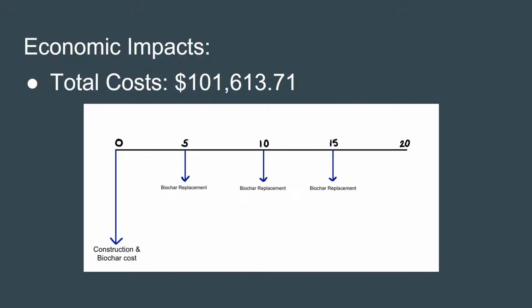As you can see from our economic impacts, we have a large initial cost with the construction and initial biochar additive, and every 5 years we have a replacement for that biochar. In order to calculate this number, we came up with a P given F formula to add the biochar replacements every 5 years, just added to our initial cost since that's already in present value. This came to a total of $101,613.71. However, the rice hull biochar is less than 1% of the cost of the project, most of this cost coming from the construction of the project.